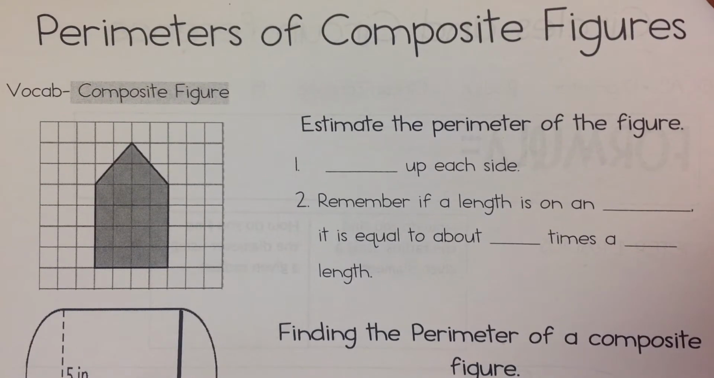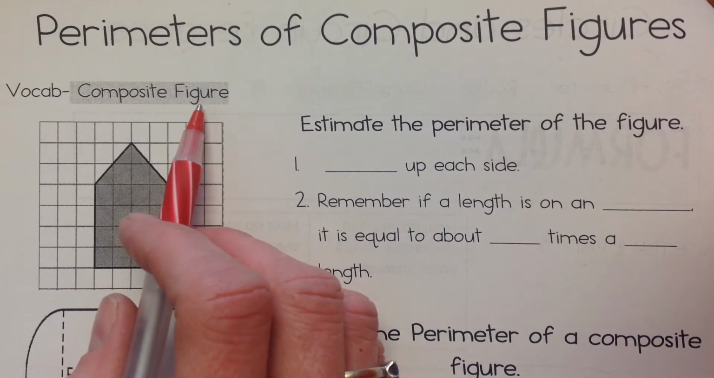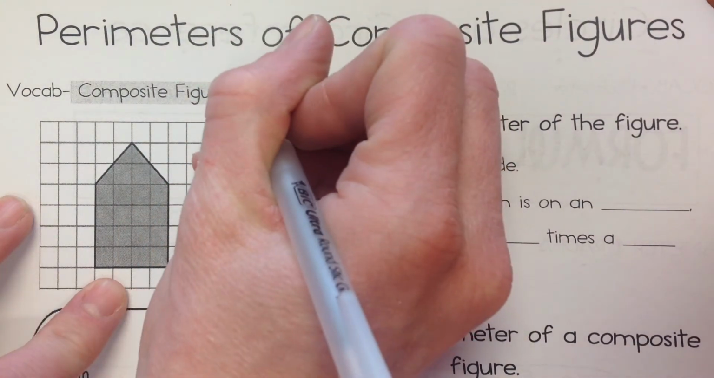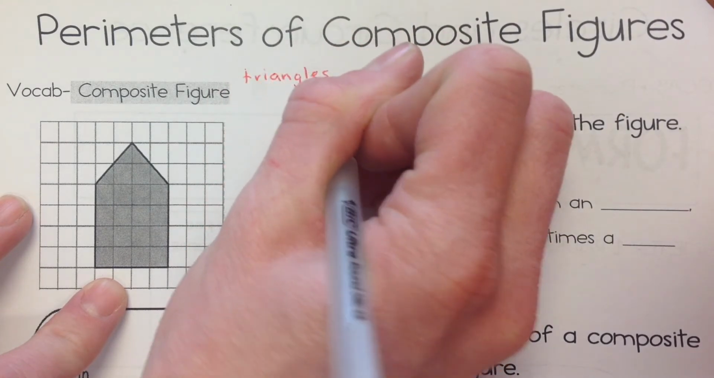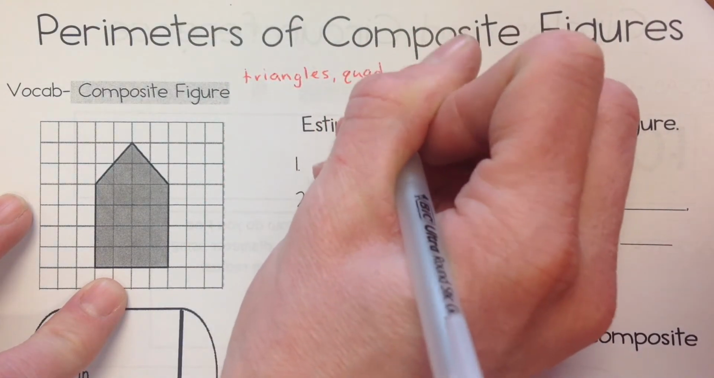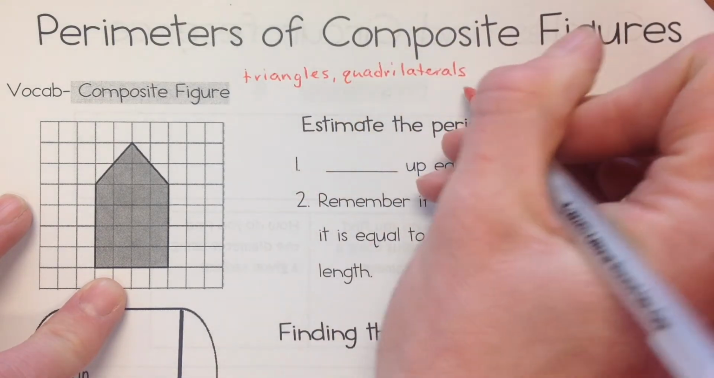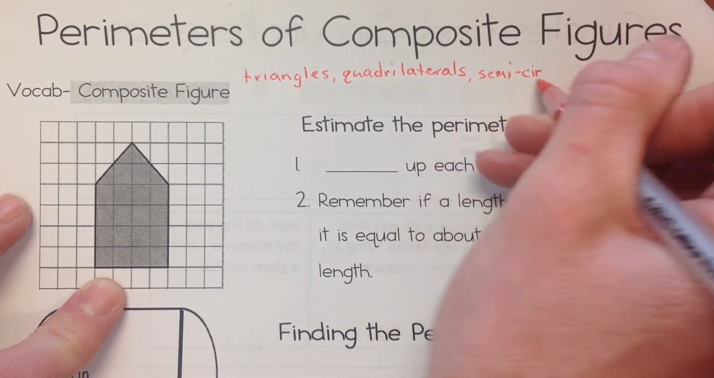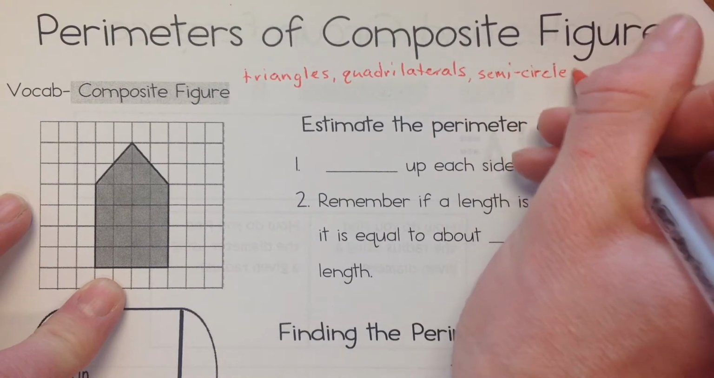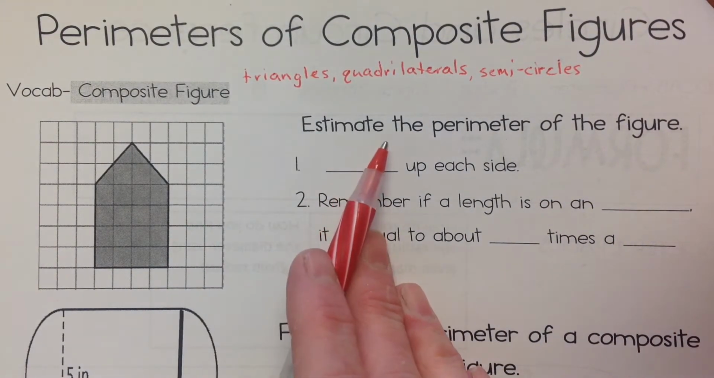Let me remind you the definition of a composite figure. So a composite figure is basically a figure composed of more than one shape. So it could have triangles, it could have quadrilaterals, and remember quadrilaterals are any four-sided shape with straight lines, or it could have semicircles. And we're going to be able to deal with any of these shapes put together because we know how to find the perimeters of all of those.